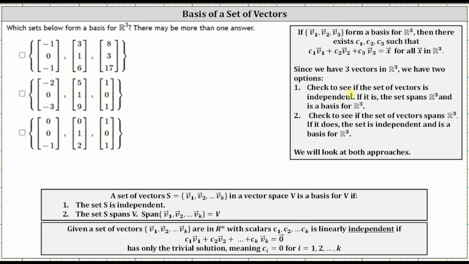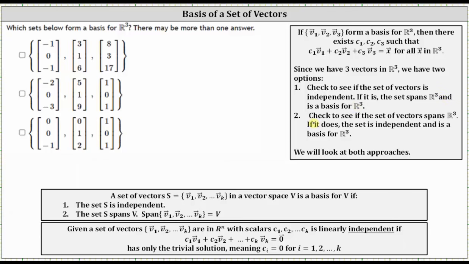Remember, the test for independence is to solve the homogeneous vector equation shown here below, and if the solution is only the trivial solution, the set is independent. If there is more than the trivial solution, the set is dependent. Because we have a set of three vectors in R3, if the set of vectors is independent, the set also spans R3 and is a basis for R3.